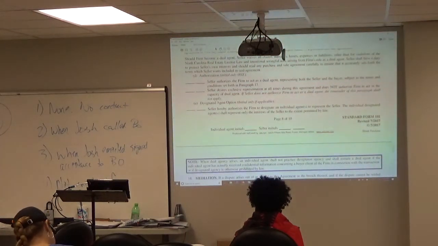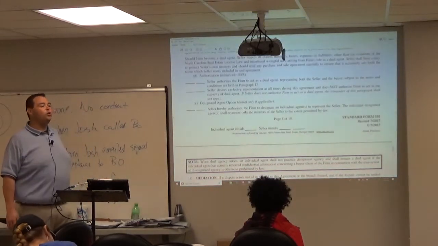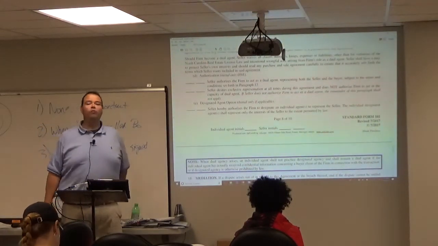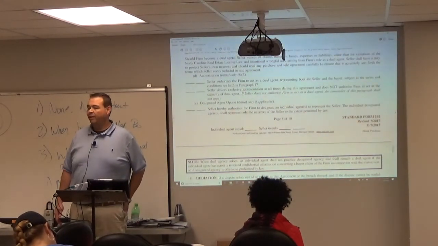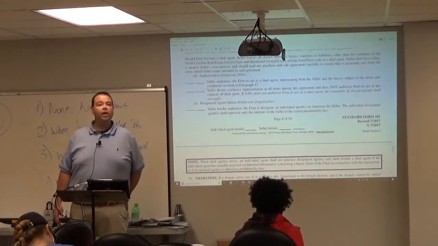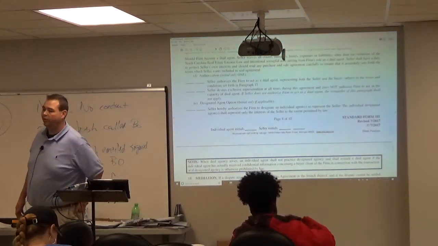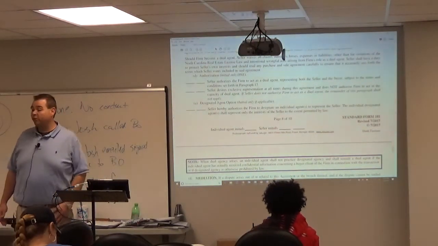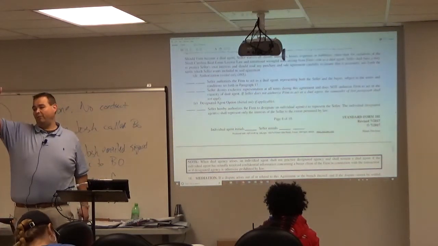Designated dual agency. Here's the thing. Don't forget that designated dual agency is a form of dual agency. You can't have an initial on this line unless you also have an initial on the first line. It is a form of dual agency, so you can't initial line 3 unless you first initial line 1.